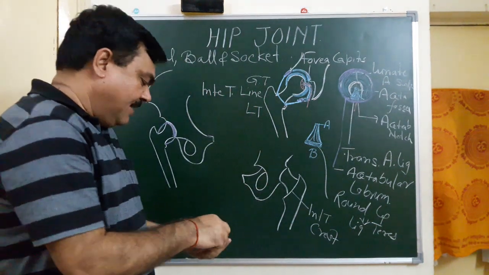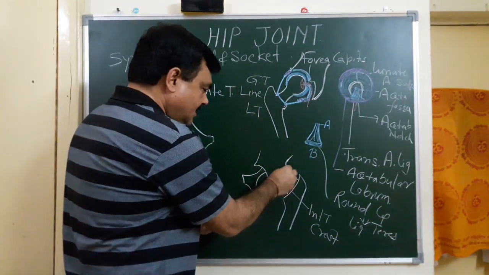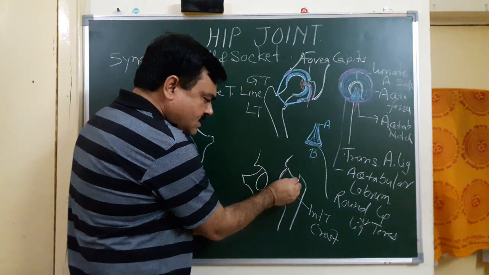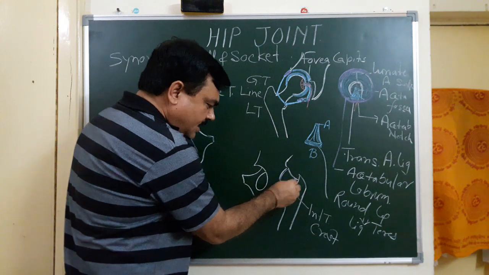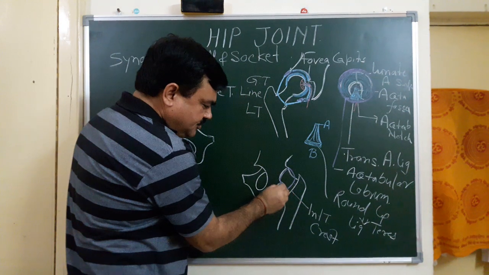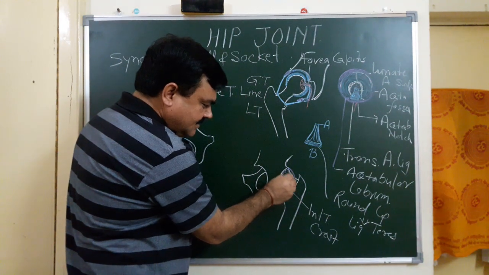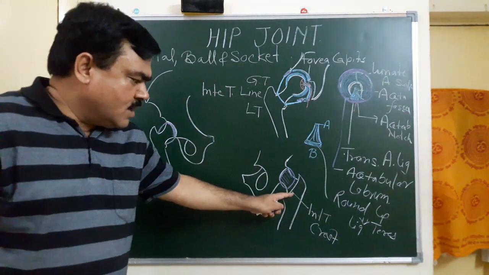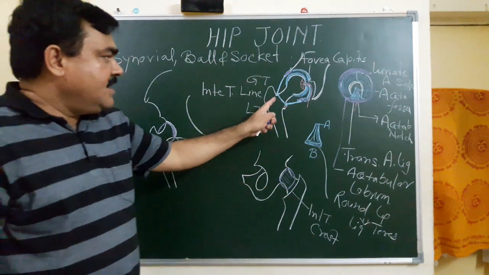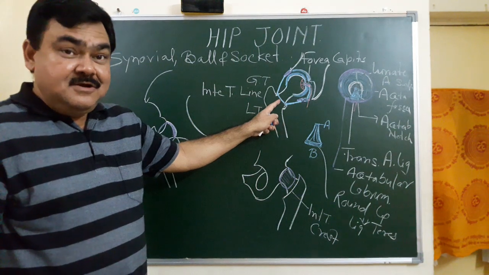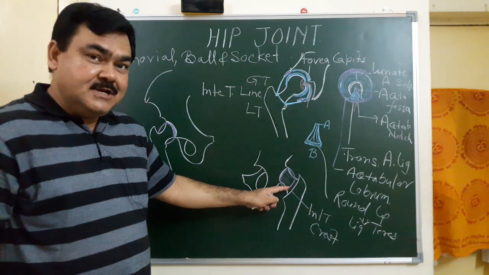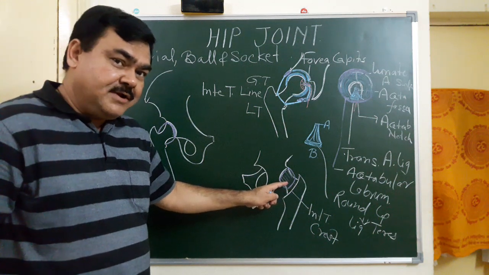Posteriorly, this capsular ligament is attached to the neck of the femur about 1 centimeter medial to the intertrochanteric crest. So posteriorly the capsule is attached like this, about 1 centimeter medial to the intertrochanteric crest. So anteriorly it is attached with the intertrochanteric line, and posteriorly 1 centimeter medial to the intertrochanteric crest.